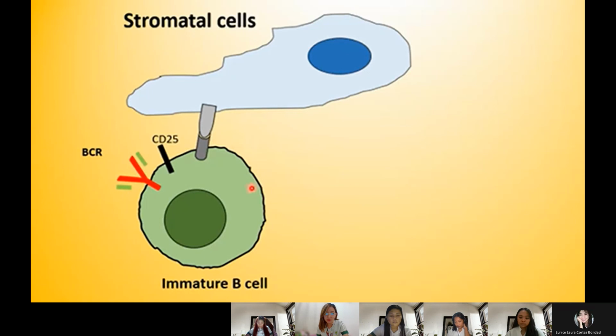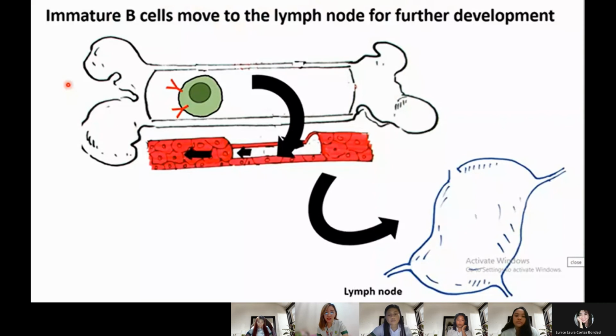So now it would start expressing CD25, the high affinity IL-2 receptor, and it would become an immature B cell. Next. In the immature B cell, you can see the light chain is now formed, and also another remarkable thing is that the IL-7 receptor is downregulated. So in the absence of IL-7 receptor mediated signaling, the adhesion molecules would also be downregulated. So these immature B cells are detached from the bone marrow stromal cell niche. Next slide.